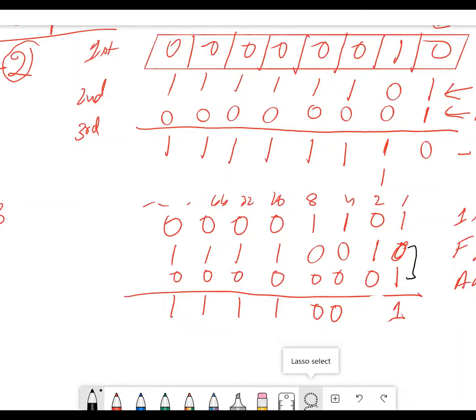0 + 1 is equal to 1, and then 1 + is 1, 0 + is 0, 0 1 1 1. So now it is correct. If you add up -128, 64, 32, 16, and 2 and 1, this is equal to -13.